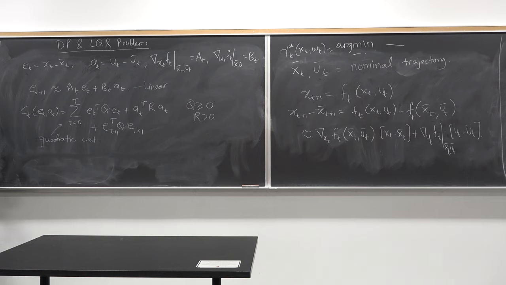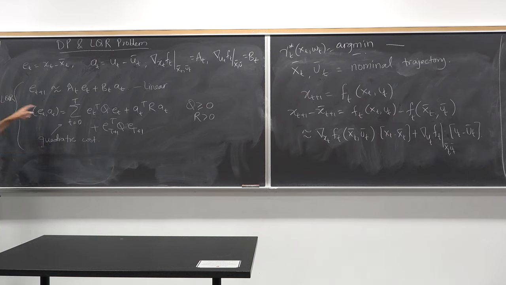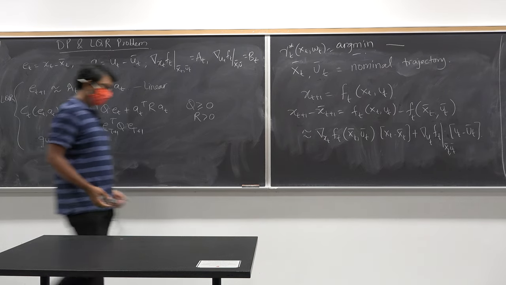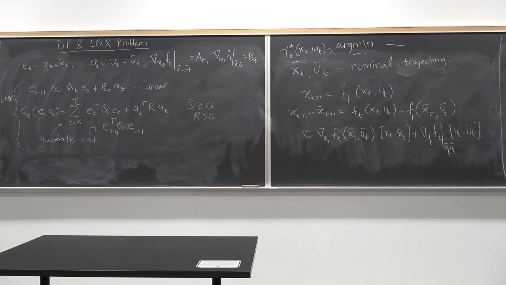Okay, and this is the famous LQR problem, linear quadratic regulator. So linear, quadratic, and the regulator stands for the fact that we want the error to go to zero. So we want to regulate the error. And what does it mean to regulate the error? We want the error to go to zero. So this is the linear quadratic regulator problem. Any question with this derivation?